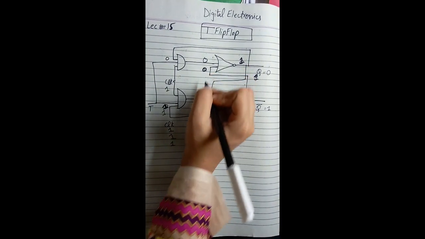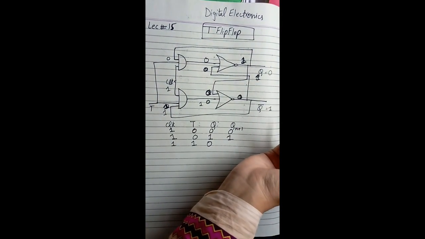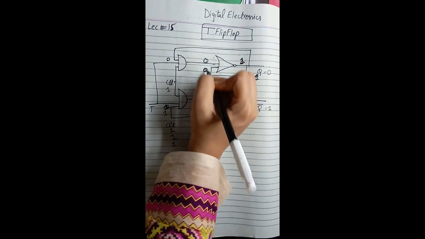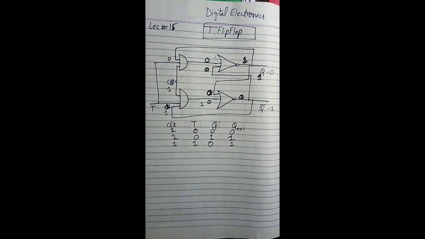Here we have 0 input, and we have clock 1, T 1 and Q equal to 0. So according to the AND gate, we will have 0. 0 and 0 will give us 1 output. We will have 1 here.